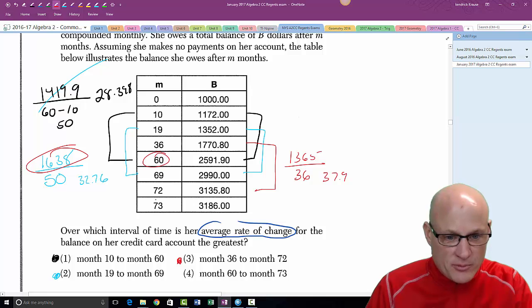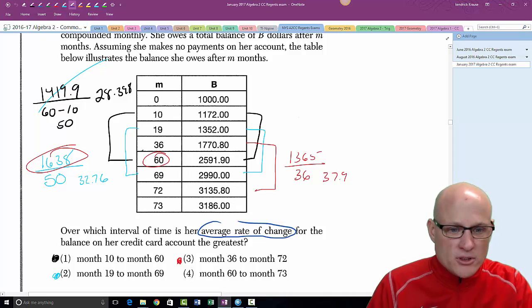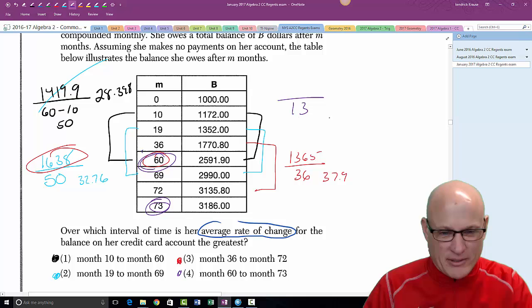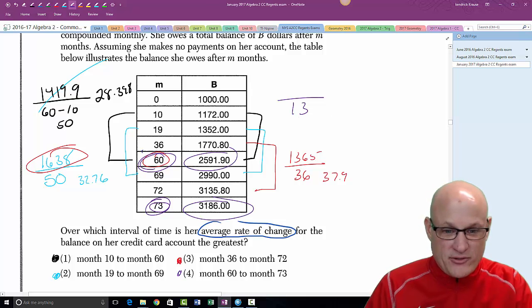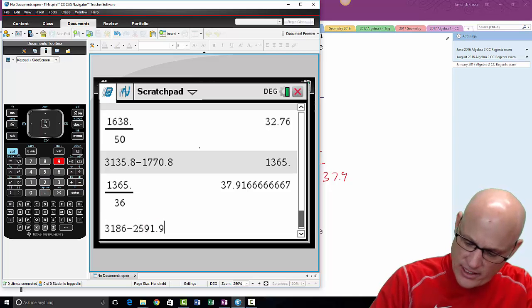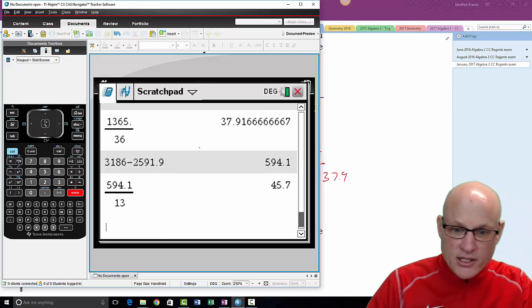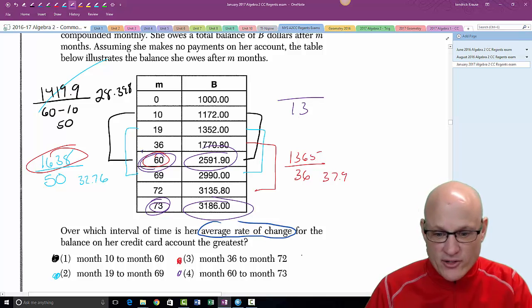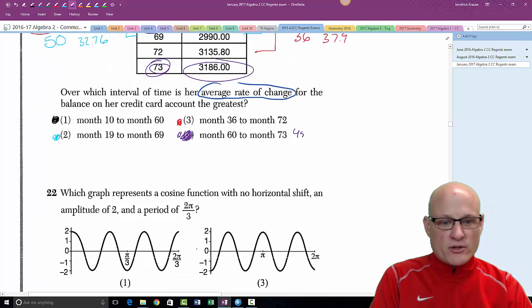And finally, the last one, oops, I should do this in purple, is between 60 and 73. So that's got a divisor of 13. So this is probably going to be the answer. And the difference between these two, so 3186 minus 2591.9, divided by 13, is 45.7. So this one has the higher rate of change. It's a dumb question. All that work just to find that.